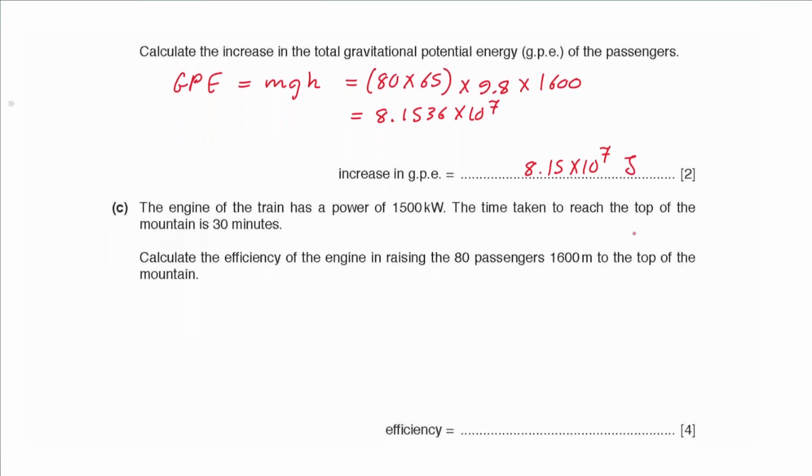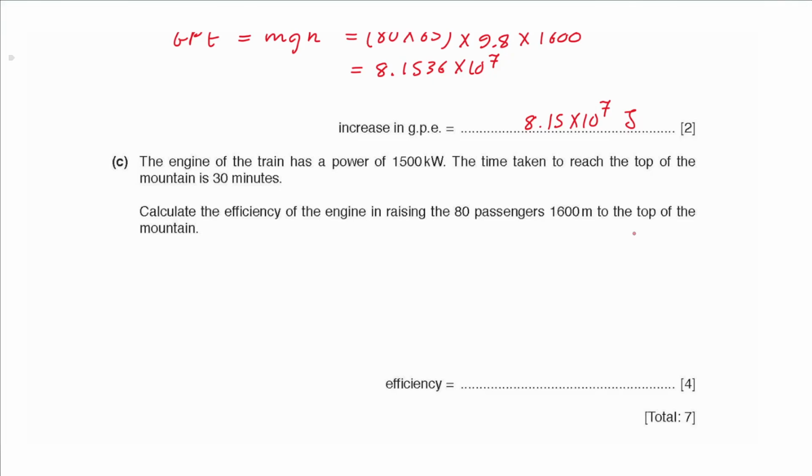Part C says the engine of the train has a power of 1500 kilowatts. The time taken to reach the top of the mountain is 30 minutes. Calculate the efficiency of the engine in raising the 80 passengers 1600 meters to the top of the mountain. Efficiency is equal to the useful output power, which is using the energy we calculated before, gravitational potential energy gained, divided by time. And then we divide by the input power and multiply by 100 to get a percentage.